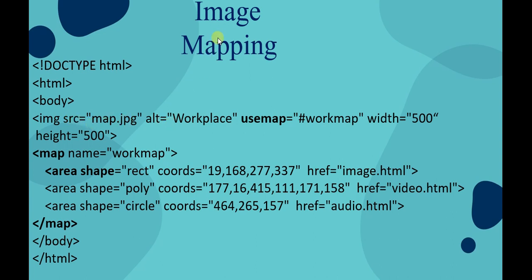So first and foremost step is to name your mapping. For that the usemap attribute is used and workmap is the name. In front of that we want to insert the hash symbol. This is the name of our mapping. With the help of usemap we defined this.